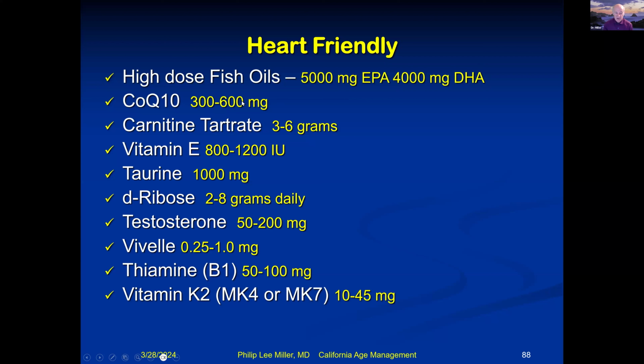300 to 600 milligrams of CoQ10. Carnitine really enhances transport of triglycerides being burned up in the mitochondria. Vitamin E really helps with rheology. Ribose enhances cardiovascular strength. Testosterone enhances cardiovascular mitochondrial strength. Bivel enhances estrogen. Estrogen really enhances cardiovascular youthfulness. And vitamin K.